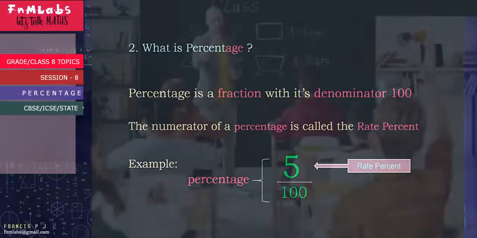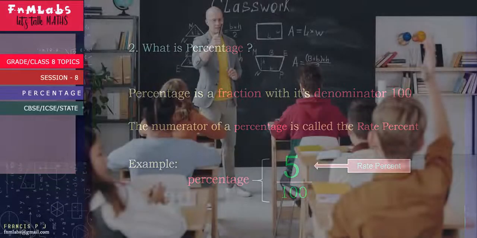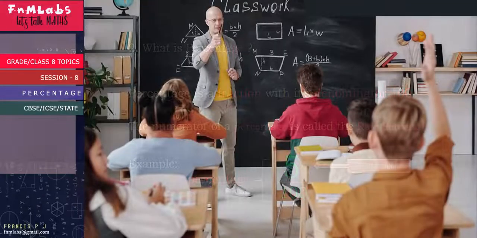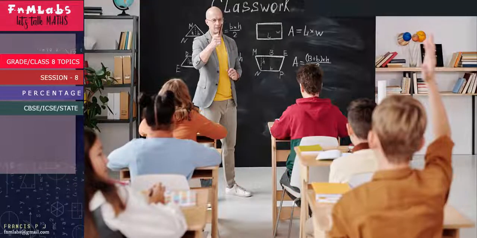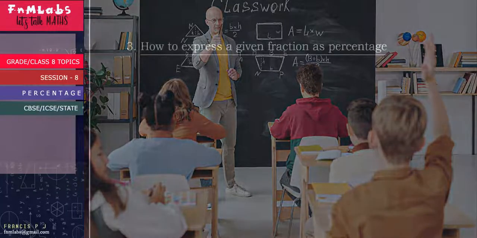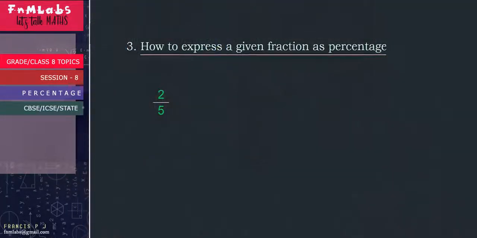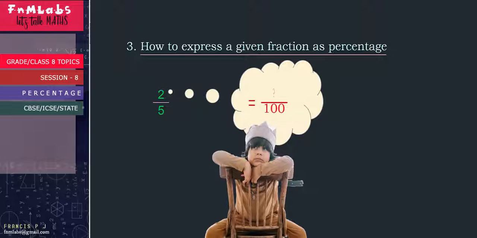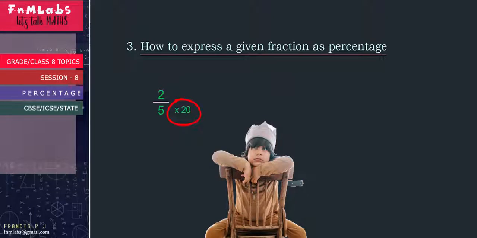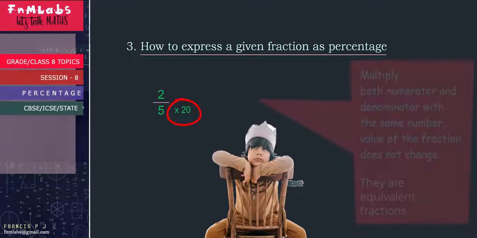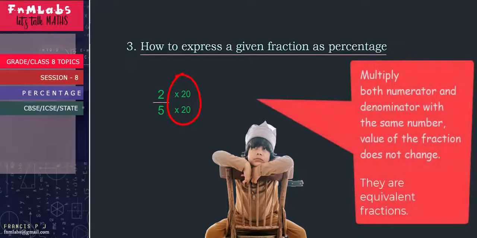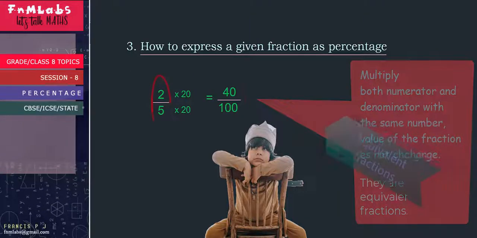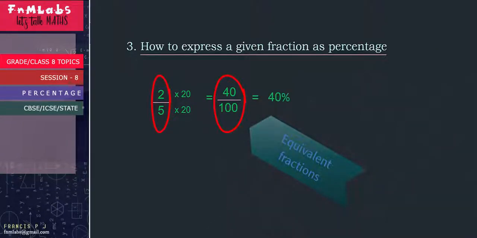Now suppose you have answered 2 out of 5 questions correctly in a quiz program. Now what is your percentage of correct answers? Here the fraction is 2 by 5. In order to express this fraction as a percentage, we have to make the denominator 100. This can be done by multiplying the denominator by 20. Accordingly, we also multiply the numerator by the same number so that the value remains unchanged. Now the fraction becomes 40 by 100, which is 40%.